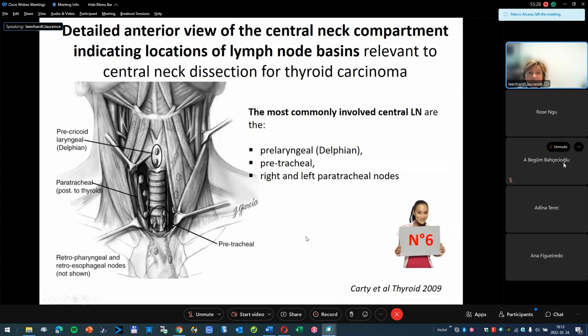This slide details the anterior view of the central neck compartment, and it indicates locations of lymph node basins relevant to central neck dissection for thyroid carcinoma. The most commonly involved central lymph nodes are the prelaryngeal Delphian node, this one, that is precricoid, the pretracheal, and the right and left paratracheal nodes, here on the right and on the left.